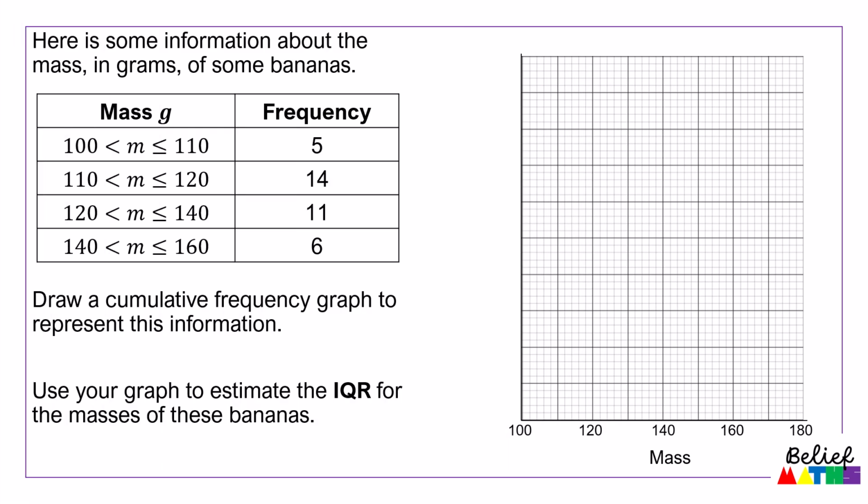So this one we have a second cumulative frequency question. So we're going to start again by working out our cumulative frequency. So that gives us 5. 5 plus 14 is 19, plus 11 is 30, plus 6 is 36.